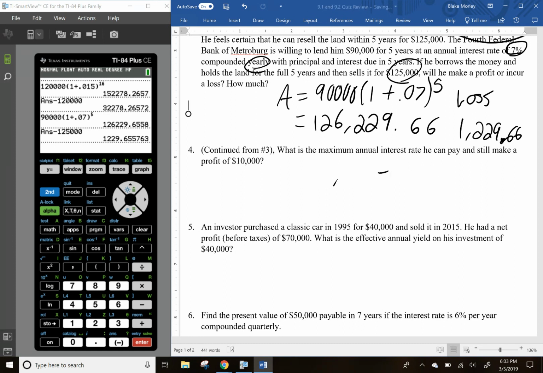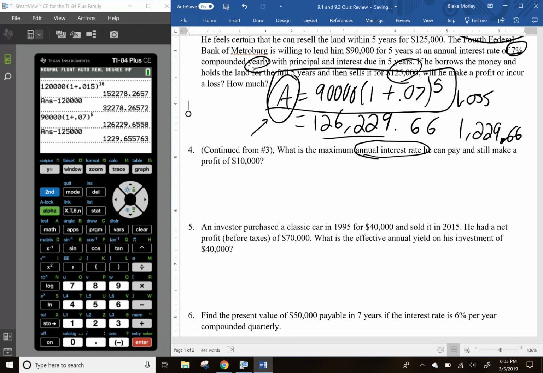So the question is, what annual interest rate will allow me to keep a $10,000 profit? So go back to this formula, right? A is a very important number here. A is our amount that we owe the bank. And in this case, A ended up equaling $126,000. But for my hypothetical problem here, I don't want to be indebted to them any more than $115,000. So that's the max total that I would have to owe the bank. So that's technically the A value for this problem.